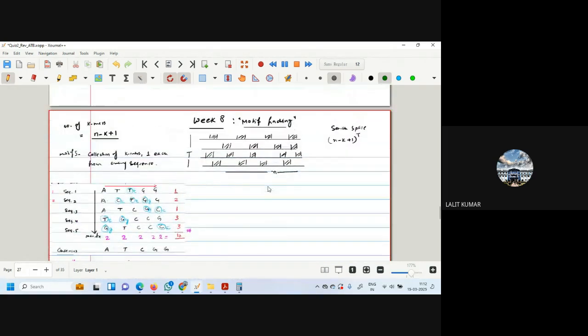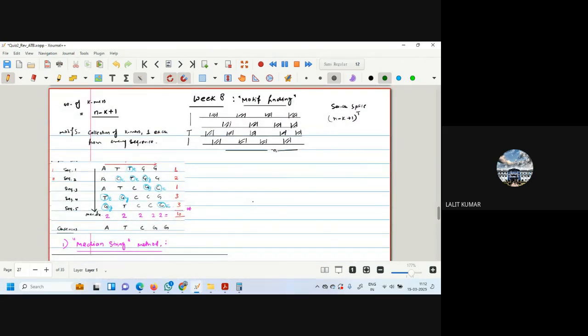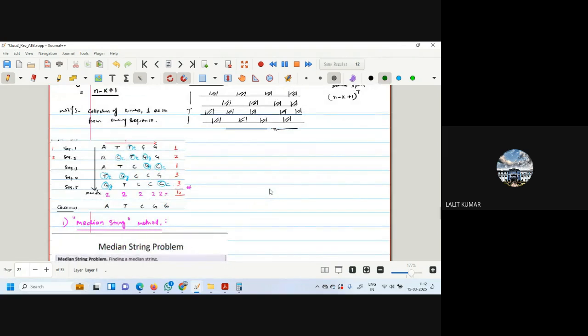For example, if we have a collection of Kmers, this is the first Kmer, second Kmer, third, fourth, fifth, sixth. How do we build a consensus string? The consensus string takes the maximum frequency at each position. We know it can have only A, C, G, T, so whichever is occurring the most, we take that. Here we will take A, here T, here C, G, and G.